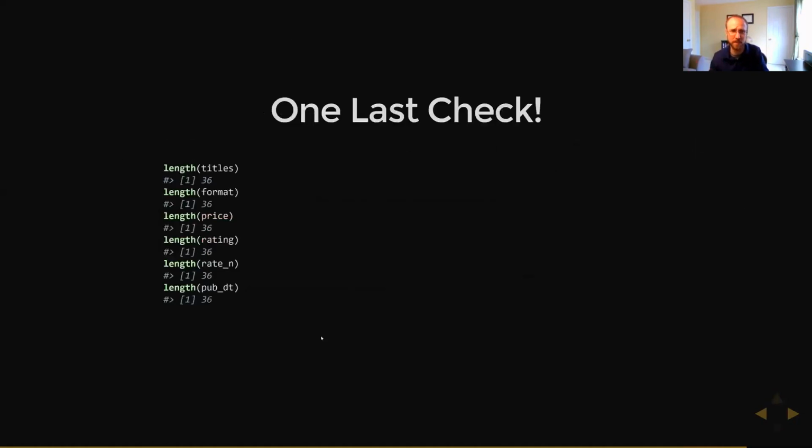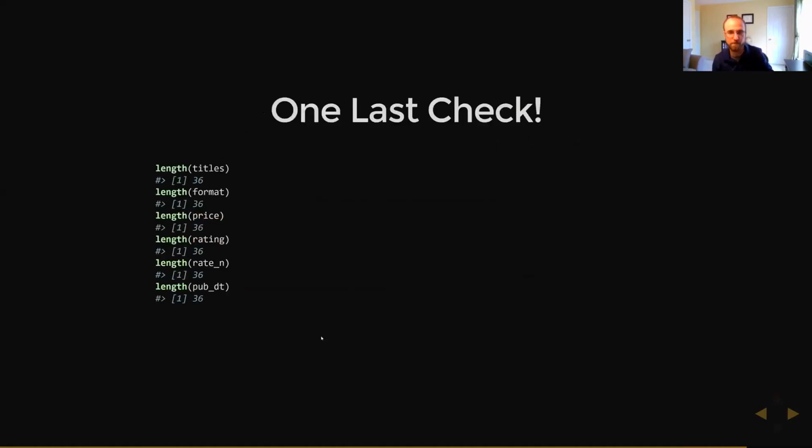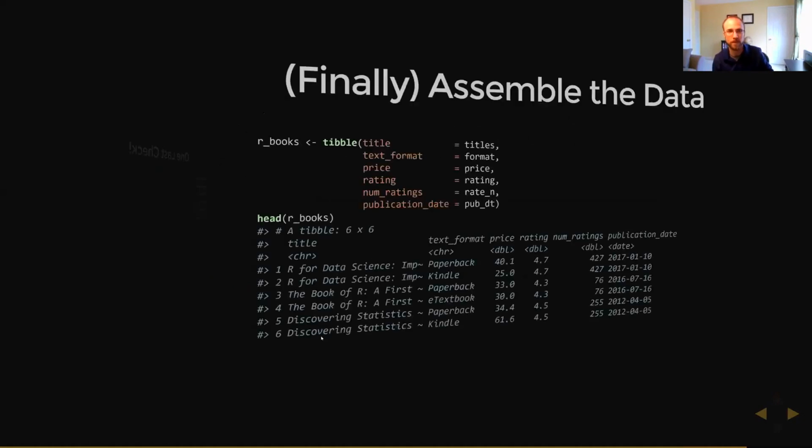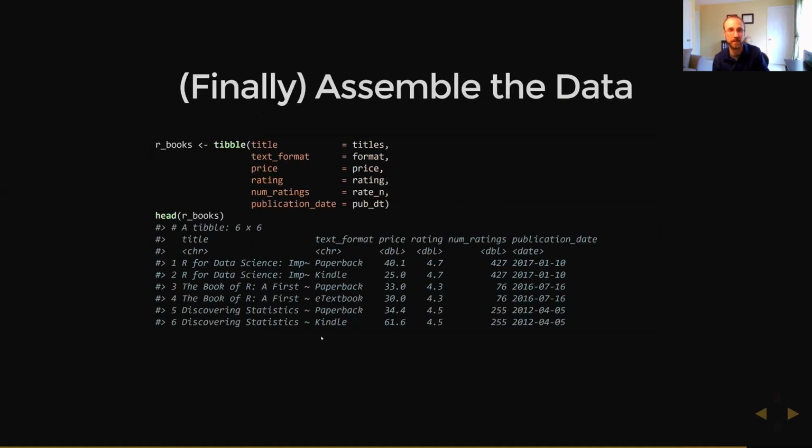So now we've cleaned up all the individual elements. Let's just check our elements again. So we have 36 of everything. Perfect, right? It's exactly what we want. So now we can finally assemble the data. And I'm just going to assign it to a table here. And then I'm going to just take the title, formats, price, all the elements. I'm going to name the individual columns that we have for the table here. And then let's just look at it.